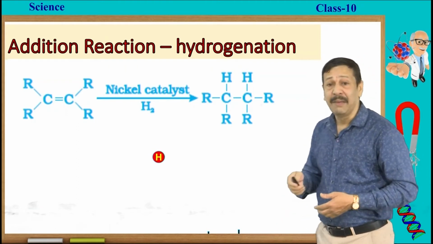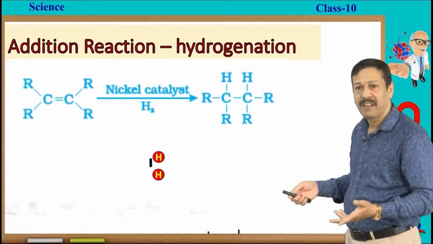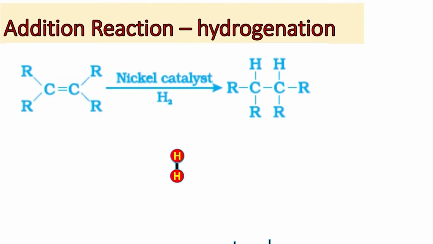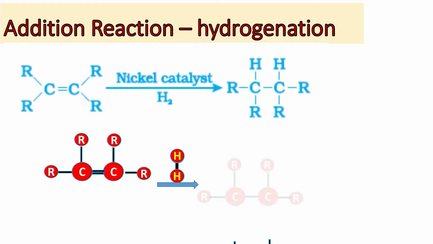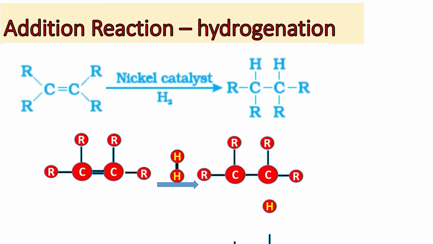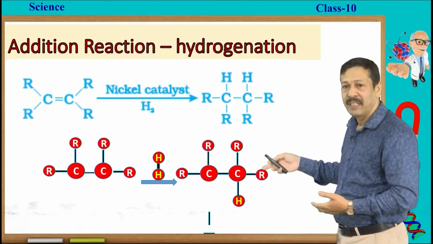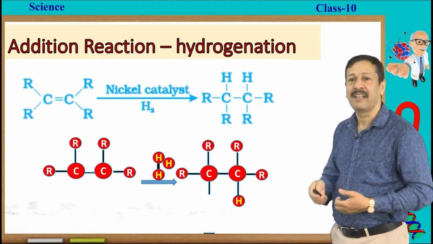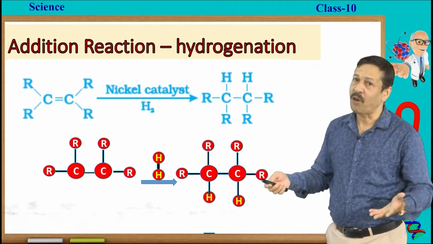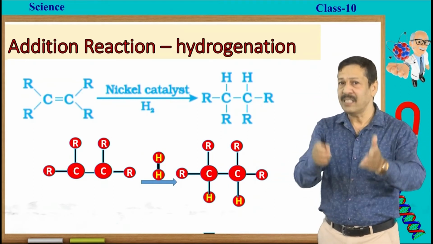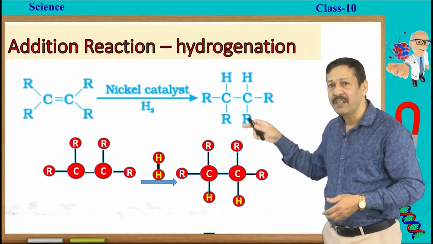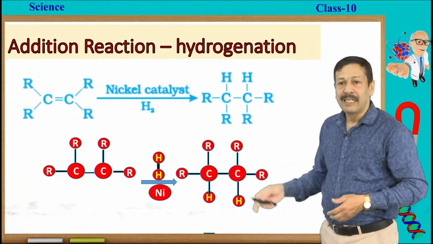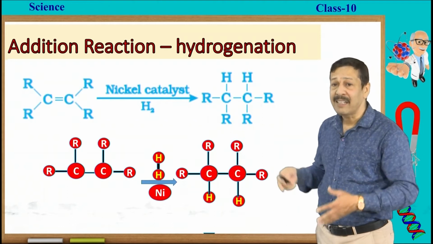Now let us see the animation. What are these? Hydrogen. Now you are seeing alkenes. Observe the animation carefully. Now you are seeing the double bond breaks. Then what happens? Now you are seeing a single bond is established. This is hydrogenation or addition reaction. Only unsaturated hydrocarbons undergo this reaction. This is in the presence of catalyst nickel.